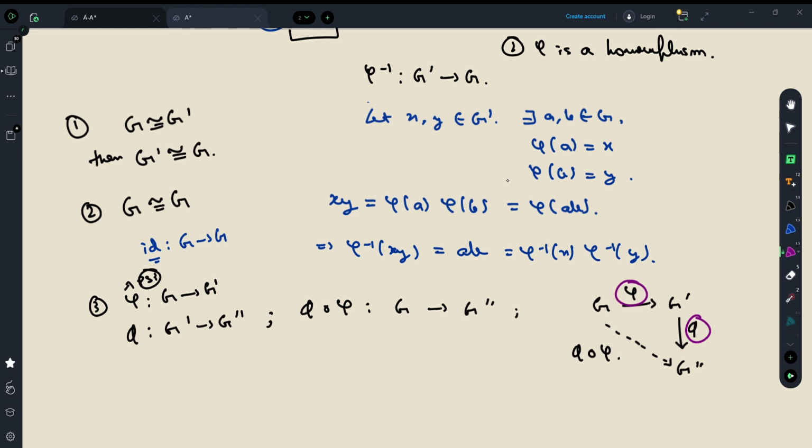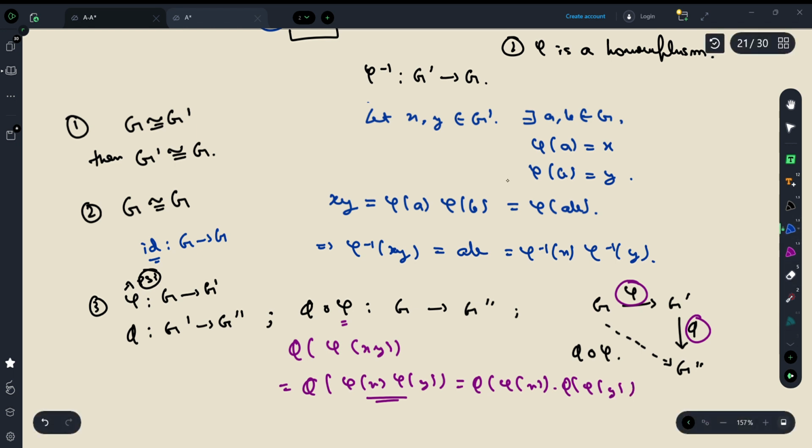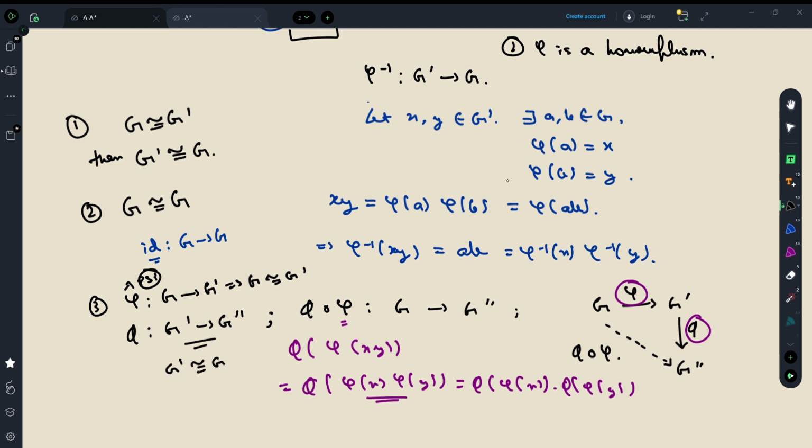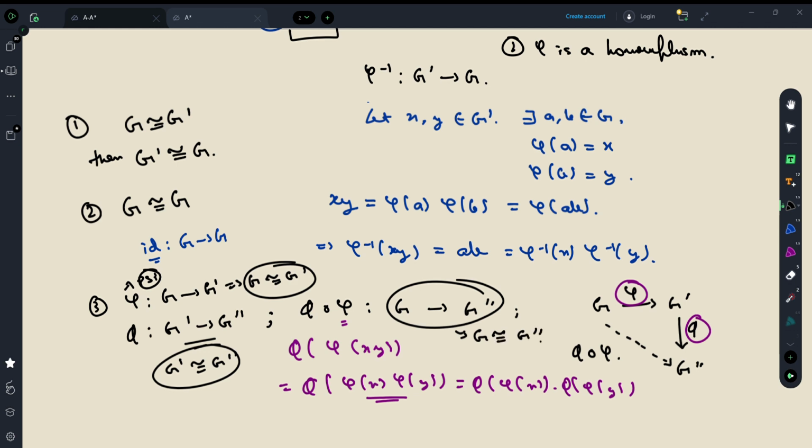The answer is again very trivial because the map inside will get distributed upon composition of elements, and once it gets distributed, phi will also distribute. That is, phi of psi of xy is nothing but phi of psi of x times psi of y, because psi is a homomorphism. But then you have a distribution inside, so it will distribute outside as well. So it's phi of psi of x times phi of psi of y. So what does this mean? This means G is isomorphic to G dash. G dash is isomorphic to G double dash. And when we have both of these, then G is isomorphic to G double dash.